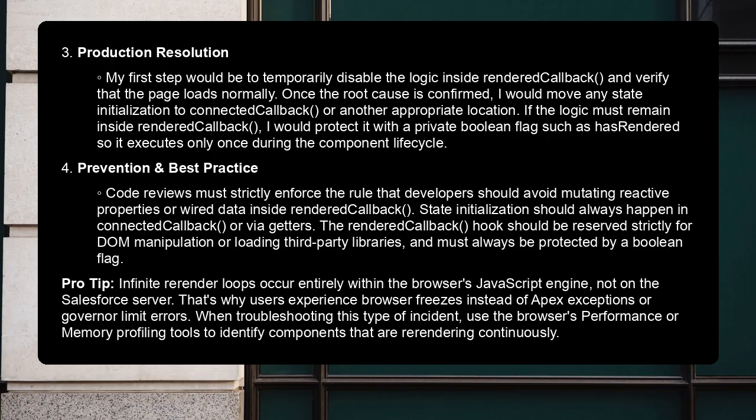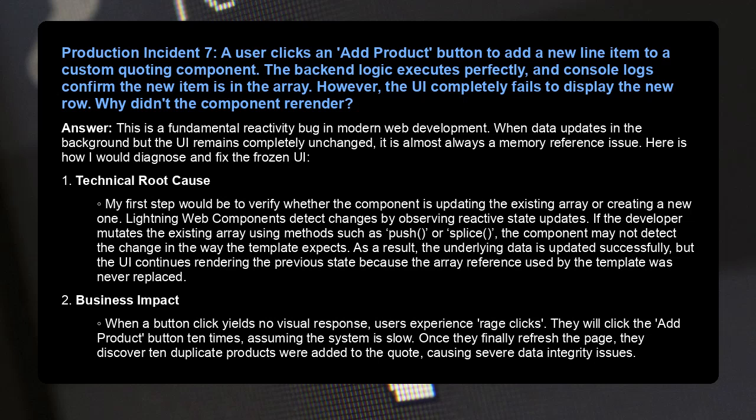When troubleshooting this type of incident, use the browser's performance or memory profiling tools to identify components that are re-rendering continuously. Production Incident 7. A user clicks an Add Product button to add a new line item to a custom quoting component. The backend logic executes perfectly, and console logs confirm the new item is in the array. However, the UI completely fails to display the new row. Why did the component not re-render?